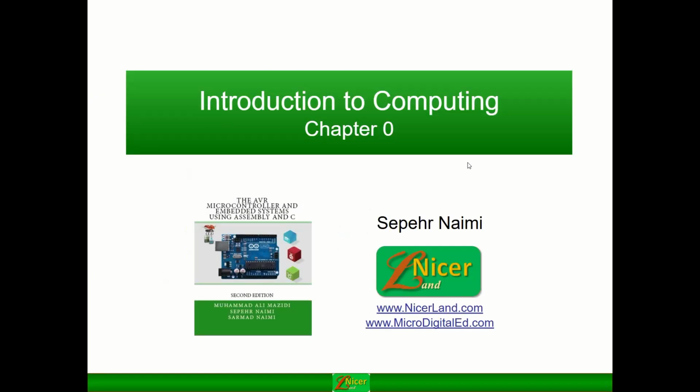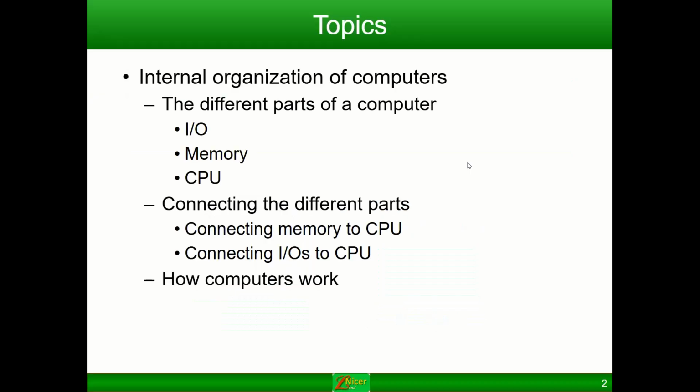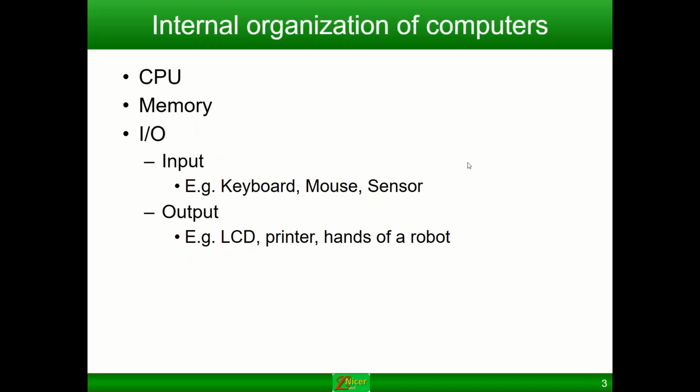So this chapter includes the basic knowledge of AVR, microcontrollers, and embedded systems using assembly and C language. So basically, these are the topics we are going to cover, as there will be the internal organization of computers that consists of different parts of a computer, such as input, output, memory, and central processing unit. And if we talk about connecting the different parts, it includes connecting input and output pins towards the CPU. So basically we will know about how computers work.